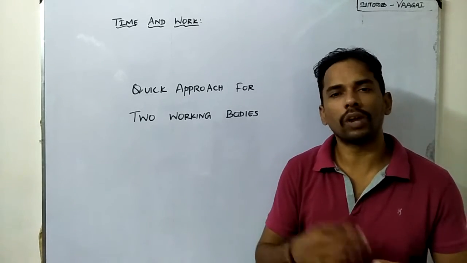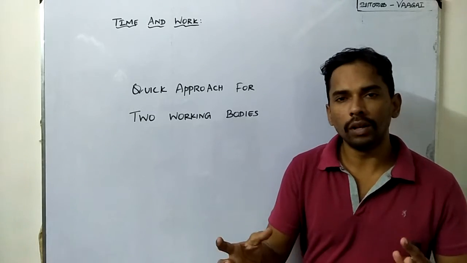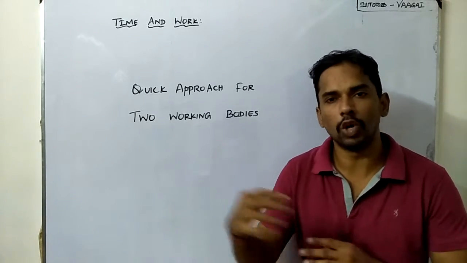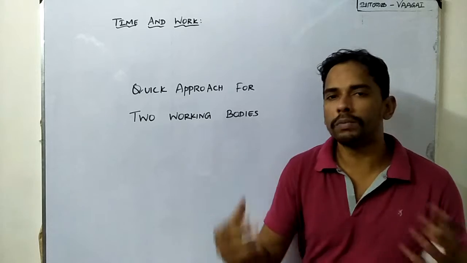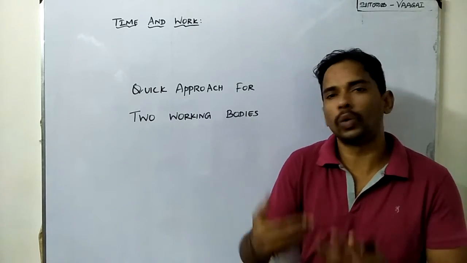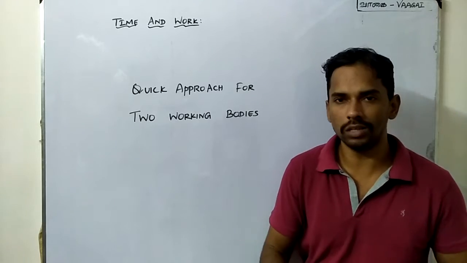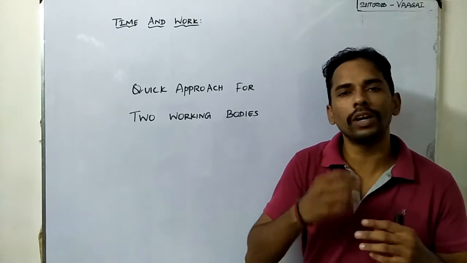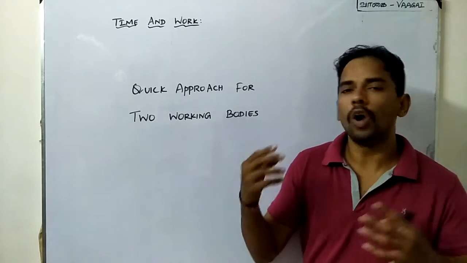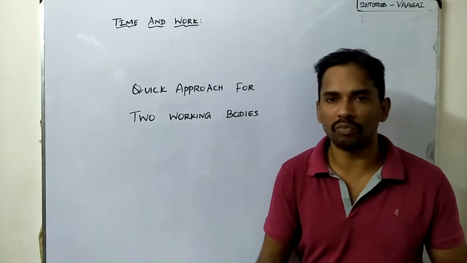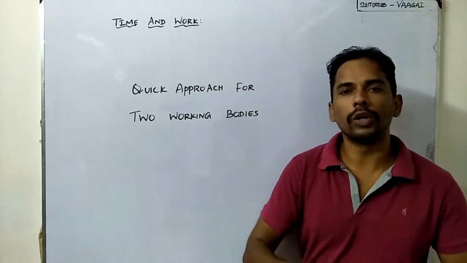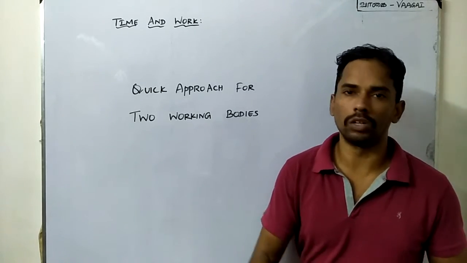Two working bodies means, for example, two people working on some task or job, or two pipes filling a tank together. These kind of two working bodies problems only we are going to discuss, and we are going to see some quick shortcut approaches to solve those kind of problems. That is what we are going to see in this session along with the concept.